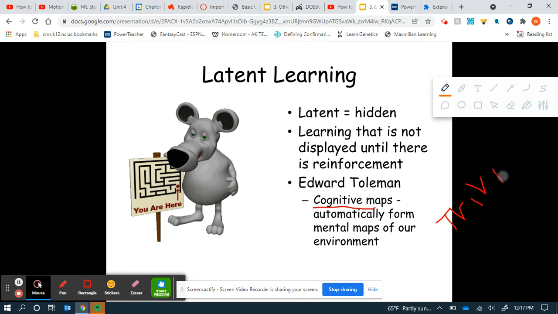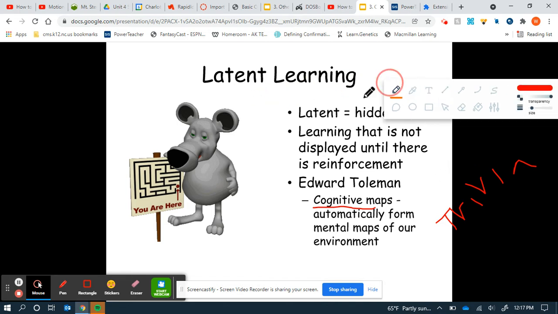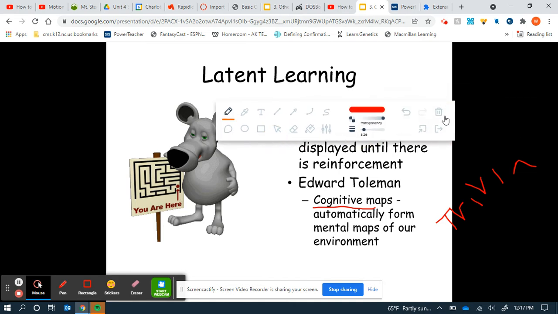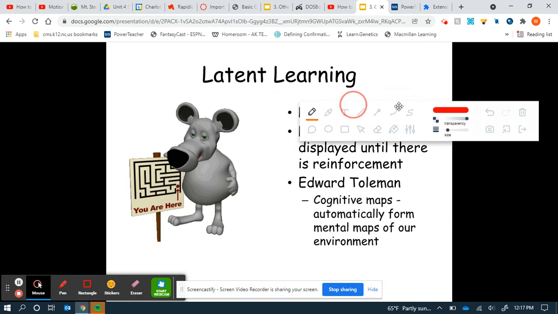I always think of trivia, like just random information that you just have in your brain. You don't use it until all of a sudden you get asked a trivia question. You say, boom, boom, I actually do know that. So latent learning is hidden until there is some reward. And then a cognitive map is a mental representation of our environment that we automatically form.